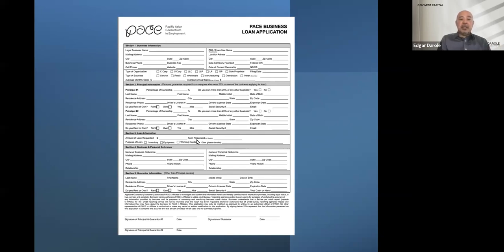This next section is your business and personal reference. Usually you can put your insurance agent's name or your CPA for this one. If you have any other additional guarantors other than the principal owners, then you must list them in Section 5. And then, of course, the obligatory John Hancock at the very bottom.